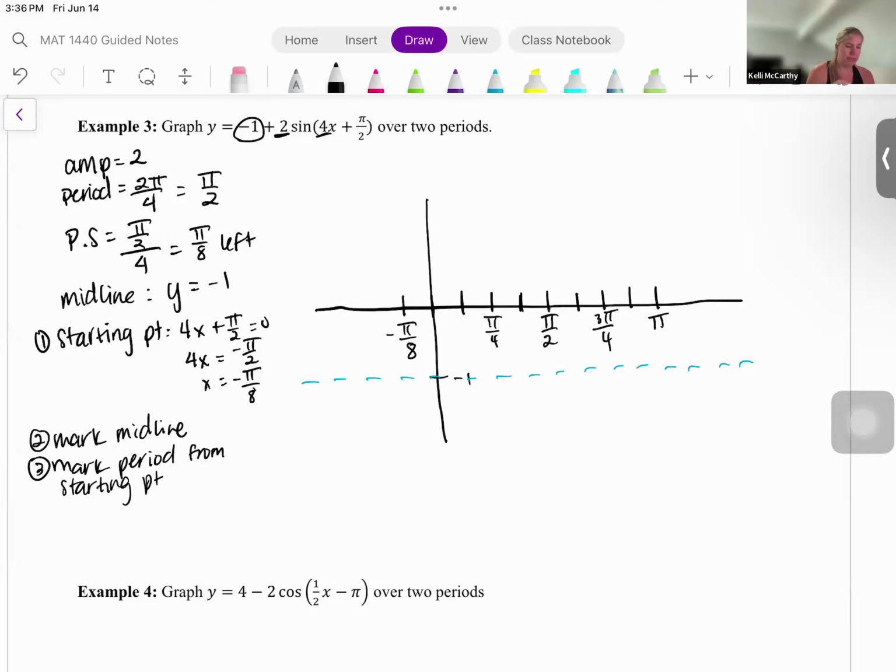So now we need to think about pi over 2 as our period. Well, what is that in terms of 8? That might help us. So pi over 2, if we want to make this 8 in the denominator, we need to multiply by 4 over 4. So this is 4 pi over 8. And what this is going to help me see is I've got my starting point here at negative pi over 8, and I need to go 4 of these pi over 8 units to complete one period. So 1, 2, 3, 4 pi over 8 ends one period. 1, 2, 3, 4 pi over 8 ends the second period.